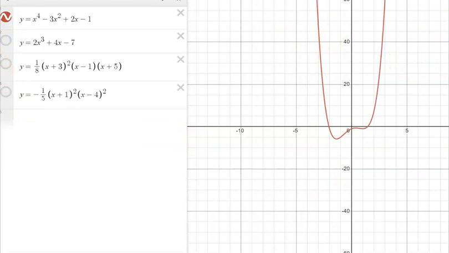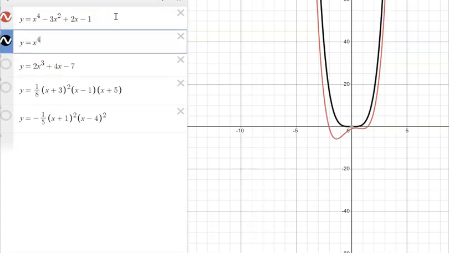So what controls when the ends point up and when the ends point down? Really dependent on the leading term. And so what I mean by that, looking at this first example here, the leading term is x to the 4th. If I just look at the graph of x to the 4th, both ends of x to the 4th point up, and that's why both ends of that graph point up.